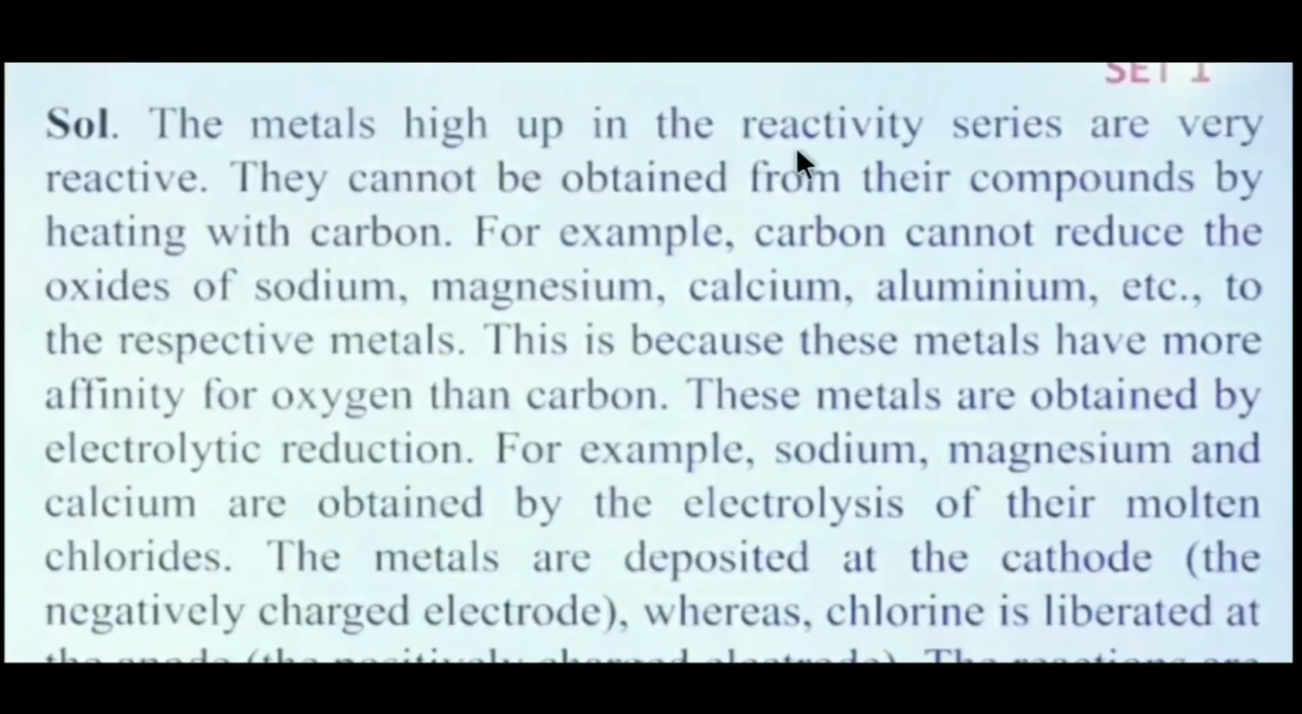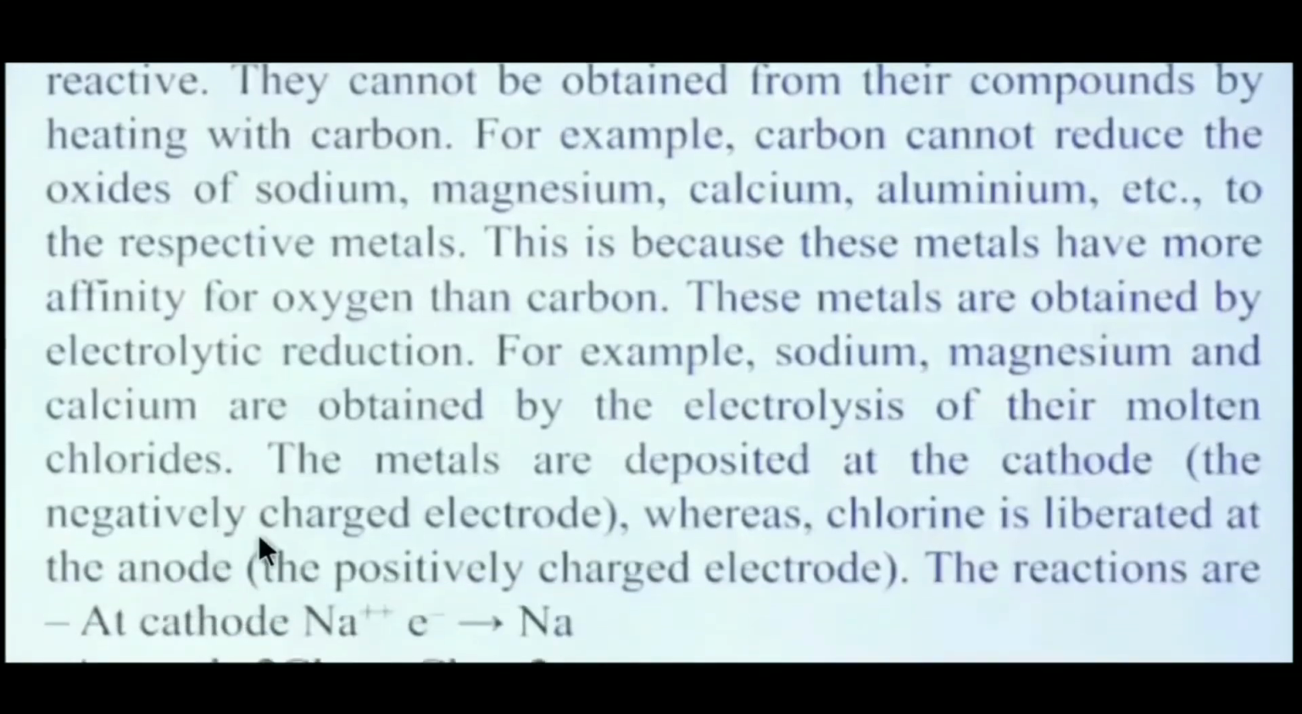The metals high up in the reactivity series are very reactive. They cannot be obtained from their compounds by heating with carbon. For example, carbon cannot reduce the oxides of sodium, magnesium, calcium, aluminum, etc. to the respective metals. This is because these metals have more affinity for oxygen than carbon. These metals are obtained by electrolytic reduction. For example, sodium, magnesium, and calcium are obtained by the electrolysis of their molten chlorides.